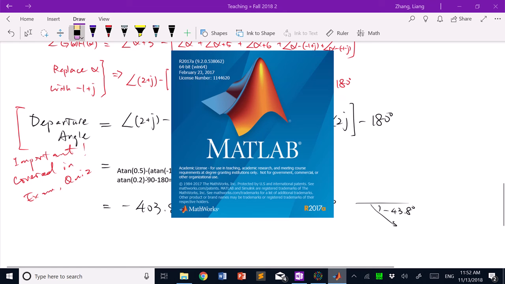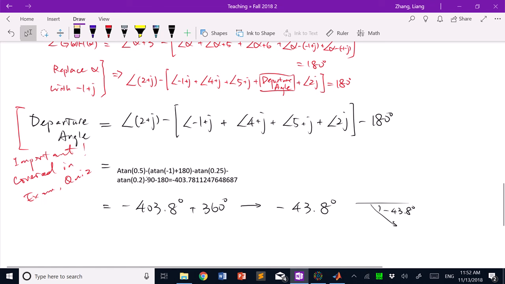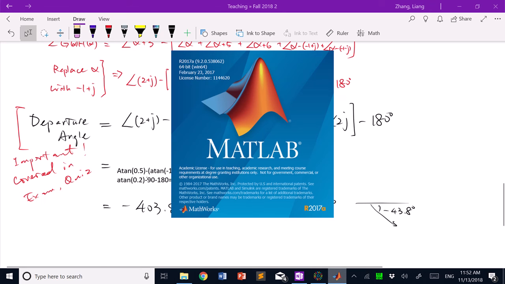Let's see if I have it. No. If it's not opening fast enough, we'll probably take a break, and we'll look at the MATLAB demonstration in the next video.